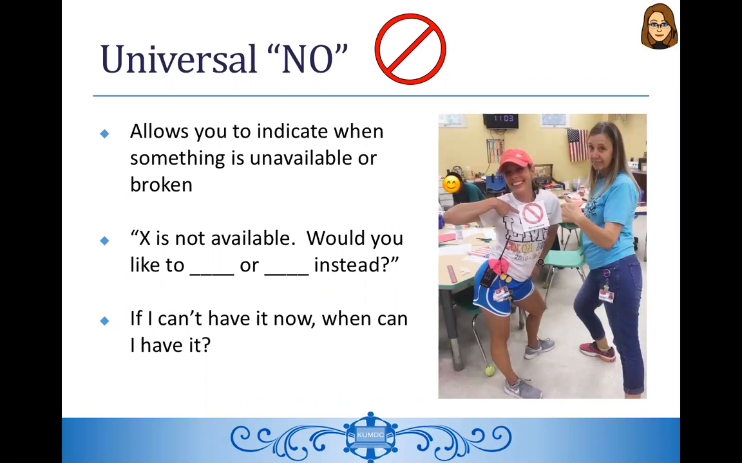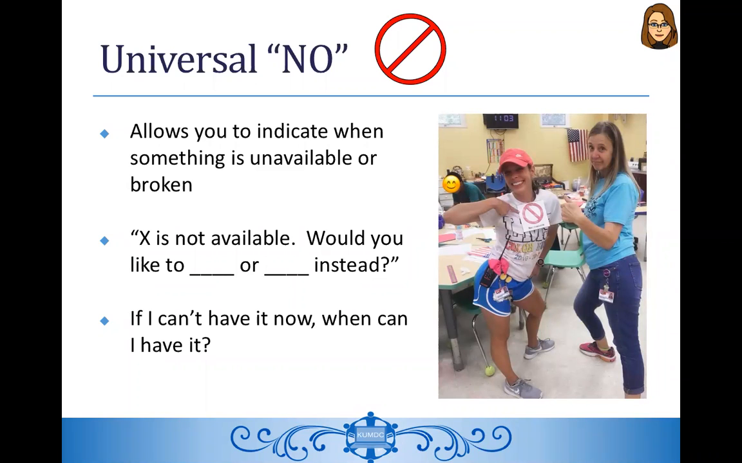And one of the things that sets students off the most is when they're told no. So instead of telling them no, tell them it's unavailable. But when it's unavailable, you need to let them know when it will be available. So if they can't have it right now, they can have it after reading. Also, you can give them options. Would you like to do this or that instead?